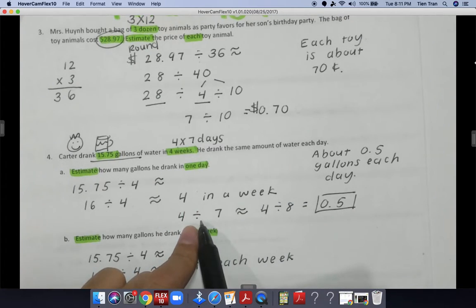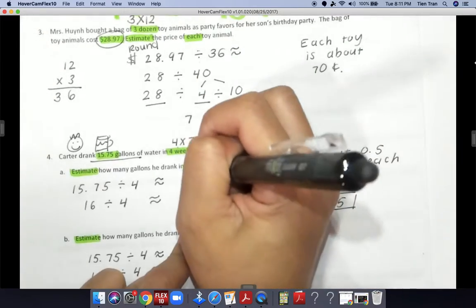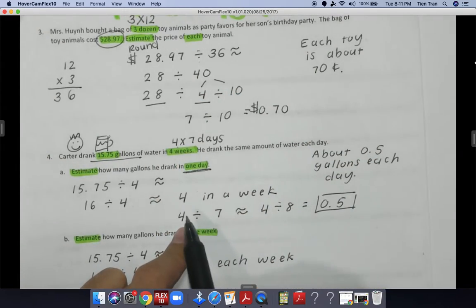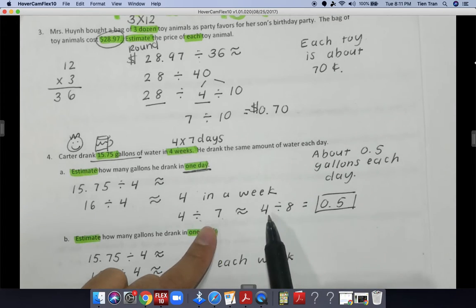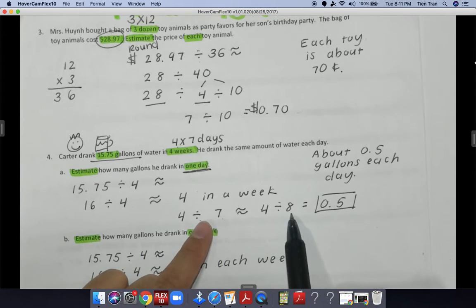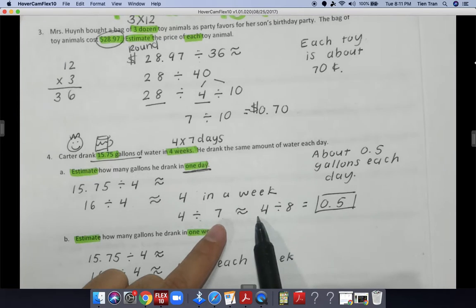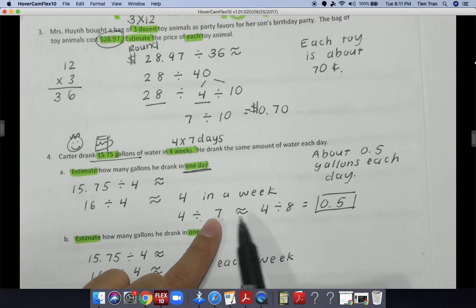Now I want to know for each day, right? It says right here for 1 day. So I'm dividing 4 by 7. There are 7 days in a week, which is going to give me 4 divided by 8. I'm estimating to 8 because it's easier to divide by 8 than it is to divide by 7.